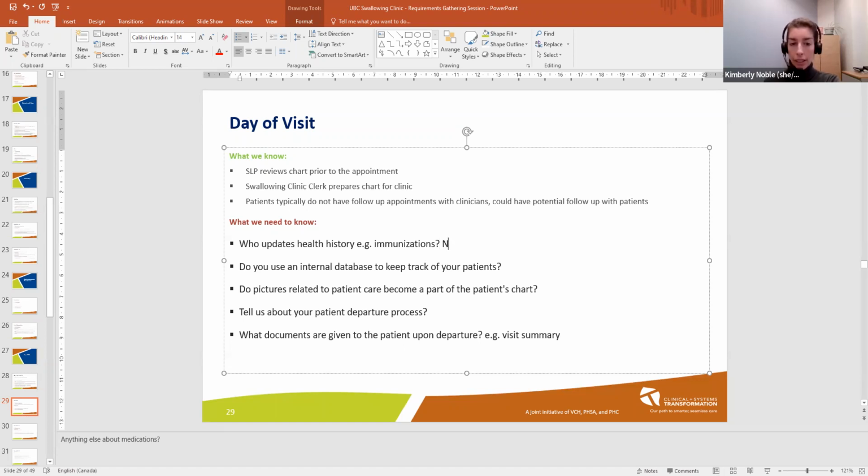Okay. I just asked, sorry, you said you prepare the chart, so how does it get down to medical imaging? The SLP usually carries the stack of them down that the clinic clerk has prepared. So for the day, or do you do it the night before? Yeah.